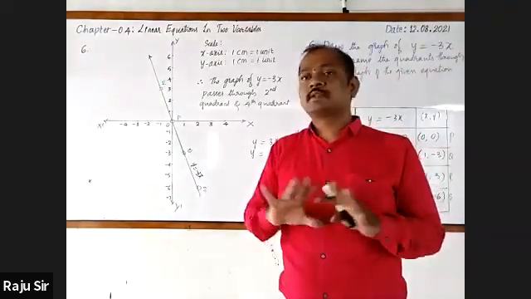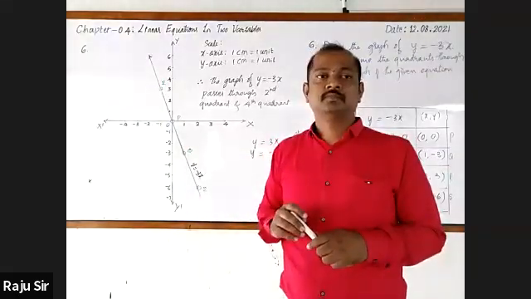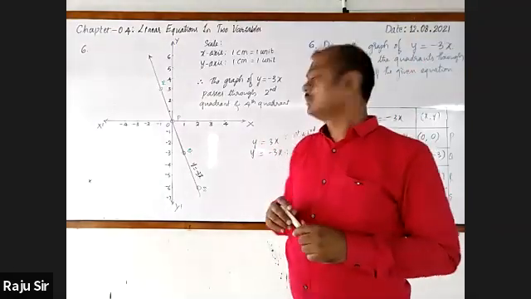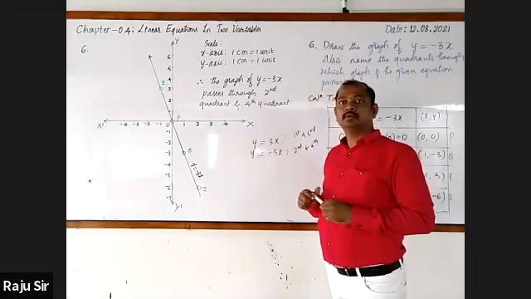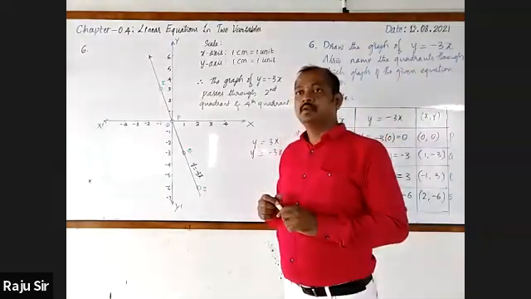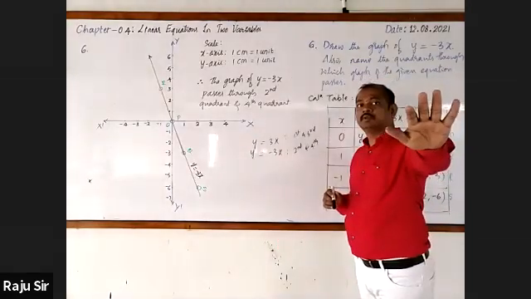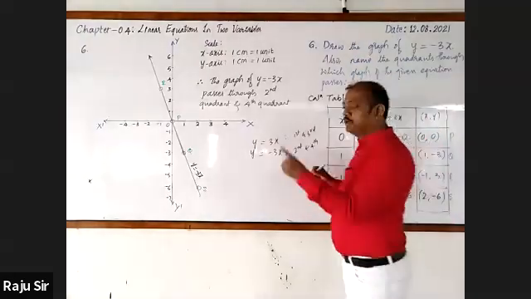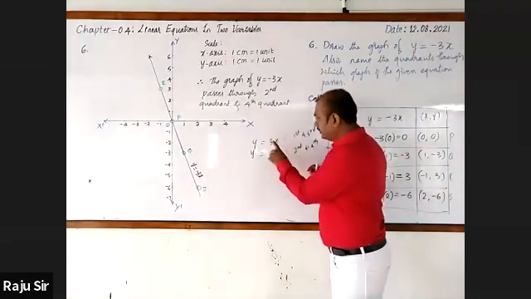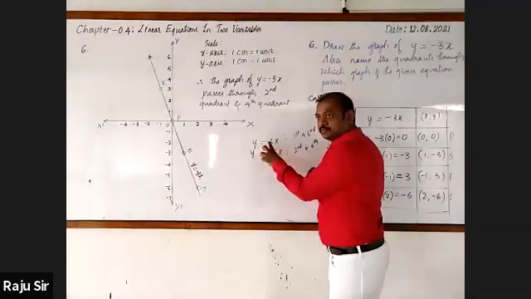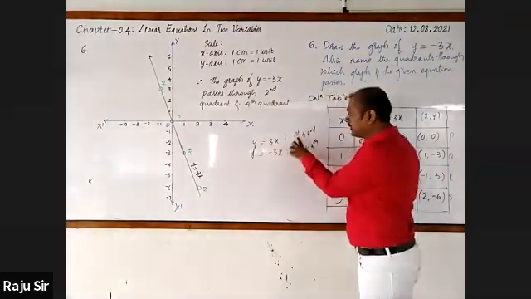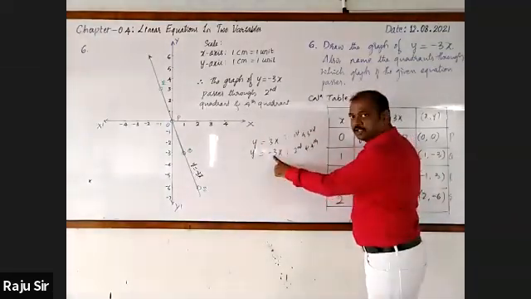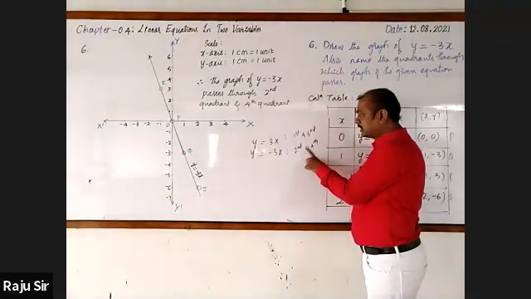No, we are not at all discussing the mirror image. But here it is negative. Very good. Both of them are telling that if the constant is positive, the graph passes through the first and third quadrants. If the constant is negative, then it passes through the second and fourth quadrants.